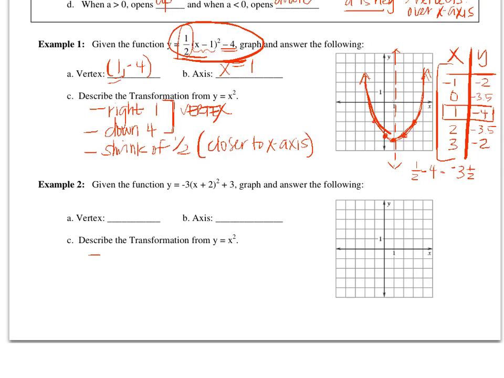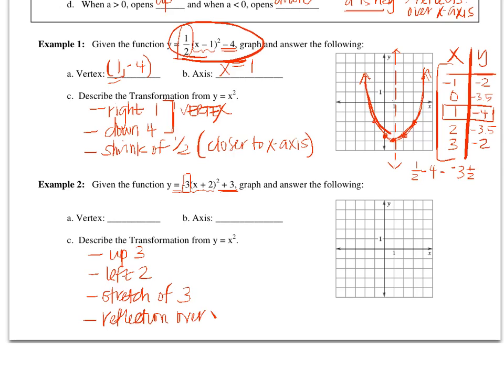I'm going to start again with the descriptions because I think it's easier to do that and then work backwards. This +3 at the end says go, let me actually do this correctly. It says go up 3. This +2 inside, +2 normally means to the right 2, but it's opposite, so it's left 2. The 3 itself is a stretch because it's bigger than 1, so stretch of 3. And the negative itself has its own description, and that is a reflection over the x-axis.